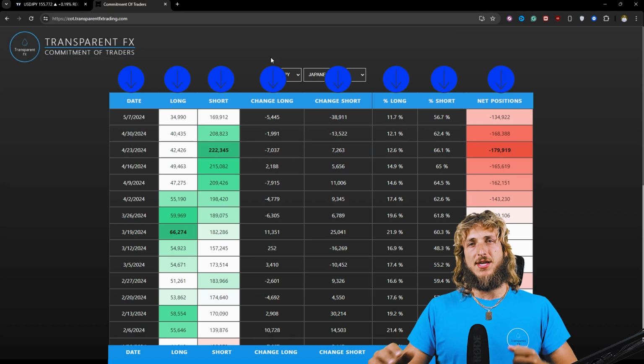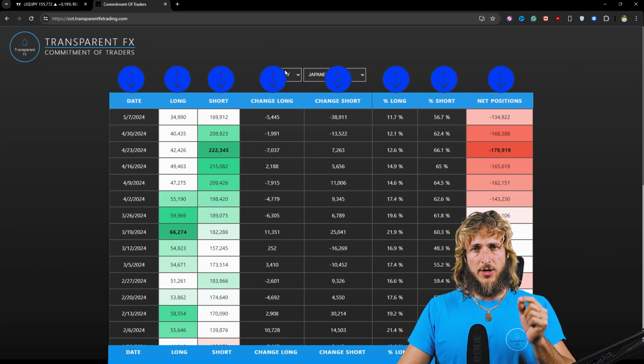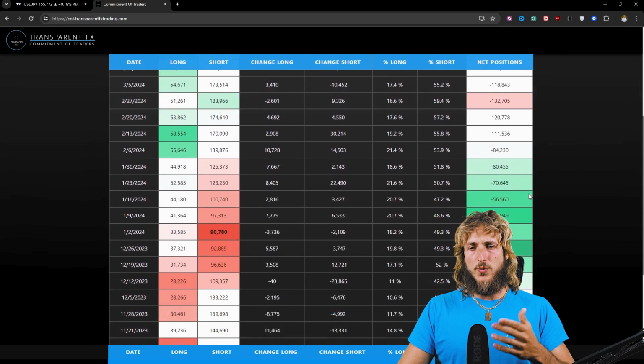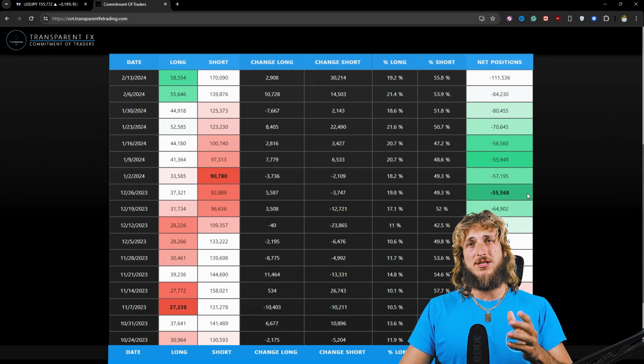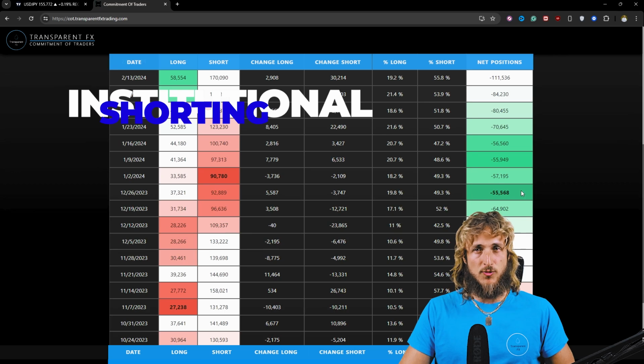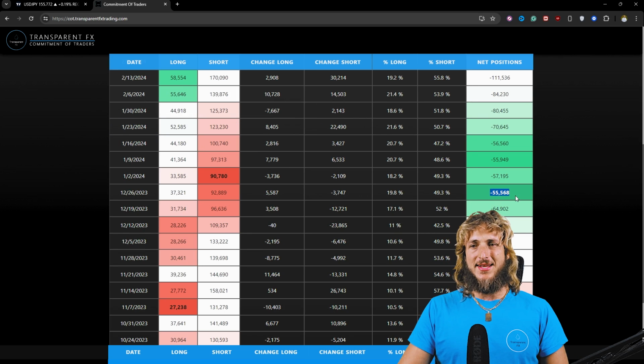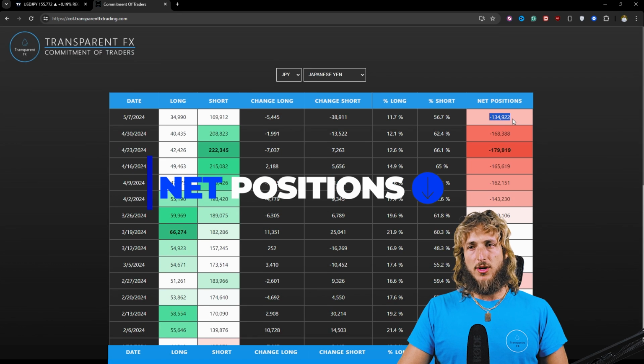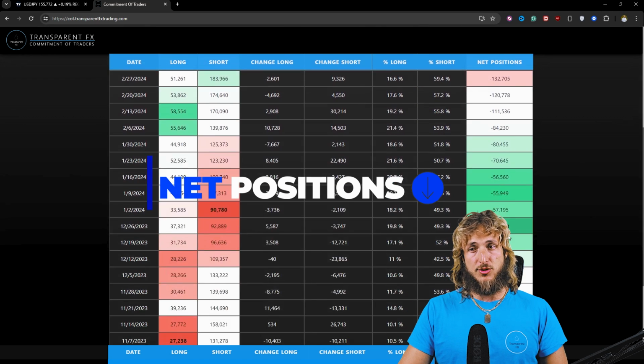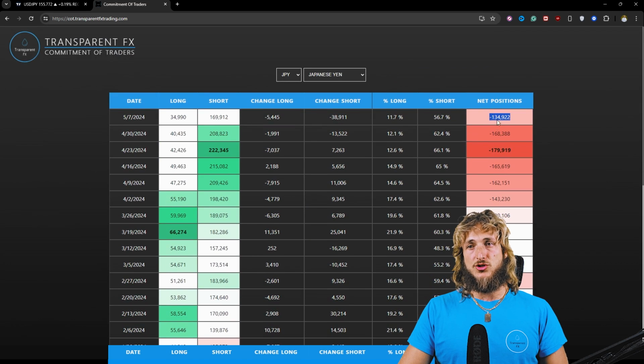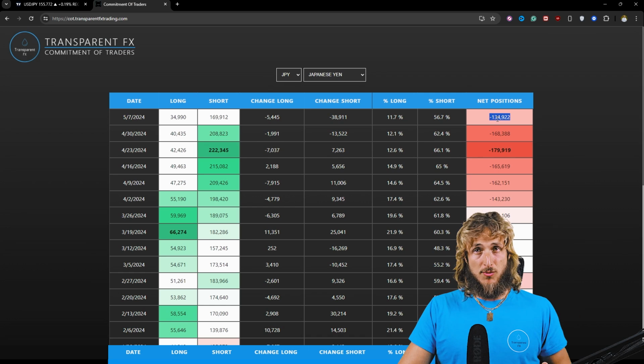So what hedge funds and the big players in the market are doing. Now, if we check the data for the JPY, we can see how in the long run, institutions have been shorting the JPY aggressively. We went from having minus 55.5k net positions all the way down to having minus 135k net positions. So essentially net positions became 3 times smaller.